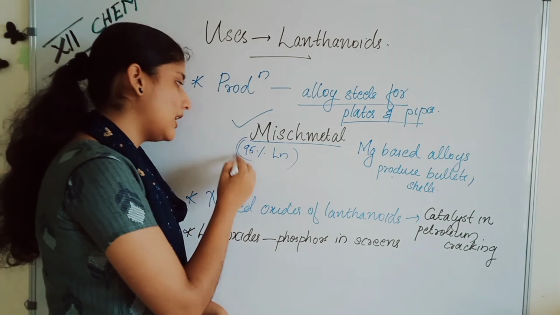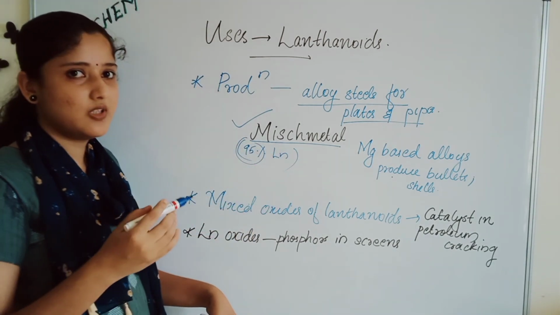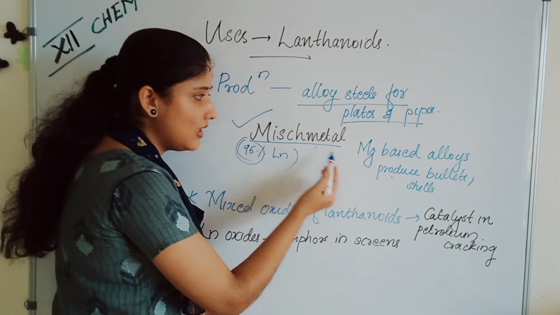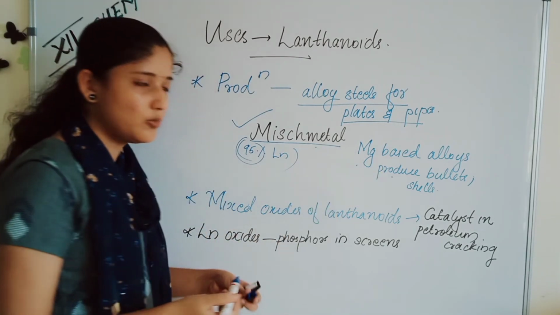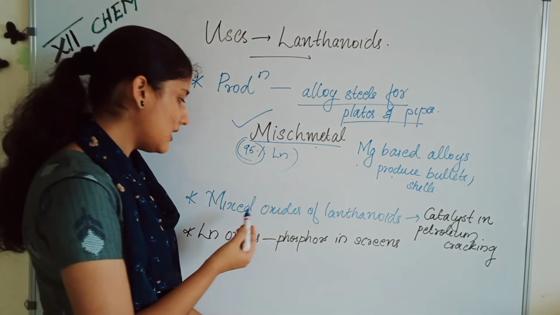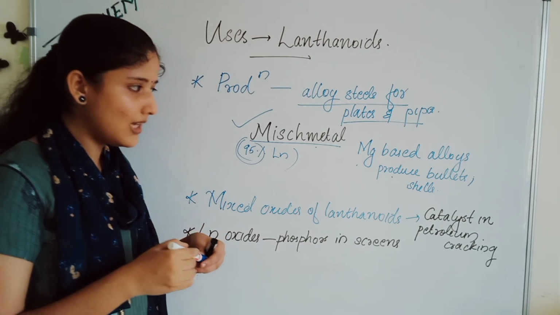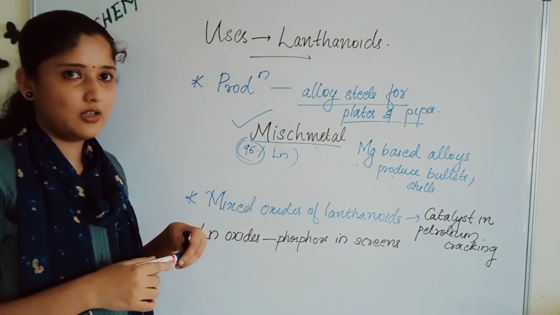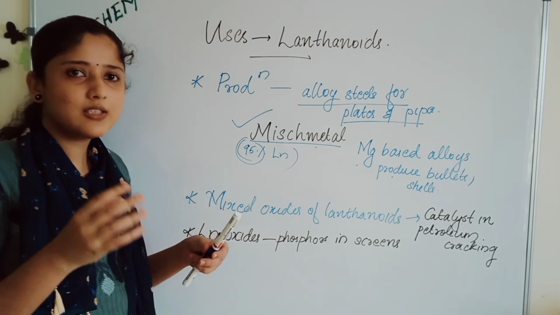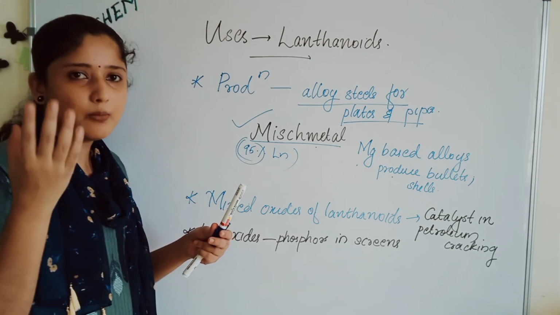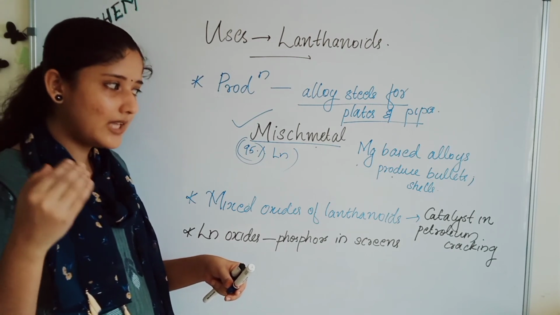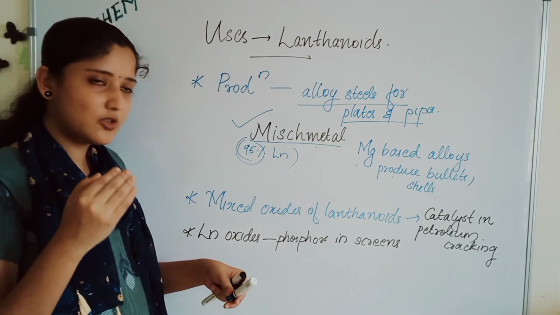Mish metal consists of 95% of lanthanoids and 5% of iron, sulfur, calcium, carbon, etc. And this mish metal alloy is used in magnesium based alloys to produce bullets, shells, etc. Another use is that mixed oxides of lanthanoids are used as catalysts in petroleum cracking. Petroleum cracking means large hydrocarbons are broken down into smaller ones. Hence the supply of fuel will be increased. For that it is used as a catalyst in the petroleum industry.